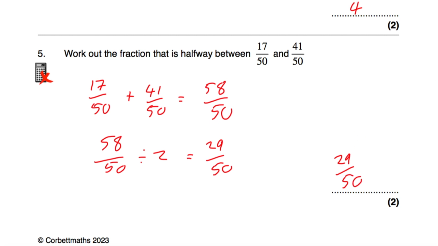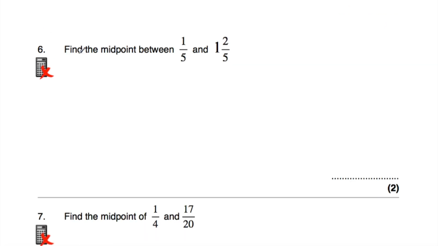Okay, let's have a look at question number 6. So question number 6 says, find the midpoint between 1/5 and 1 2/5. So we've got a mixed number this time. So what I'm going to do is change the mixed number into a top-heavy fraction. So if we've got a whole, that's 5/5, and another 2/5 would be 7/5. So we want to change this mixed number to a top-heavy fraction.